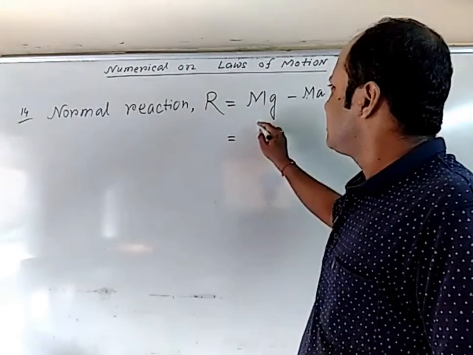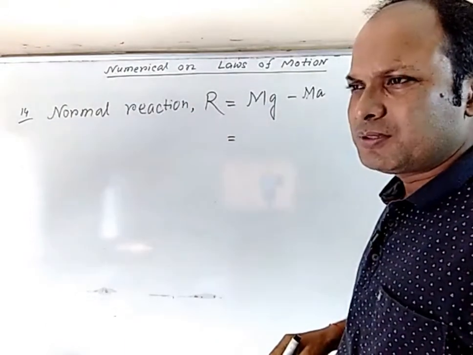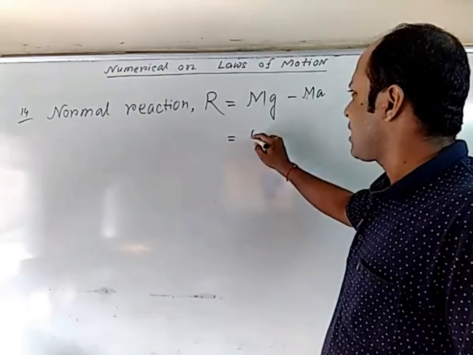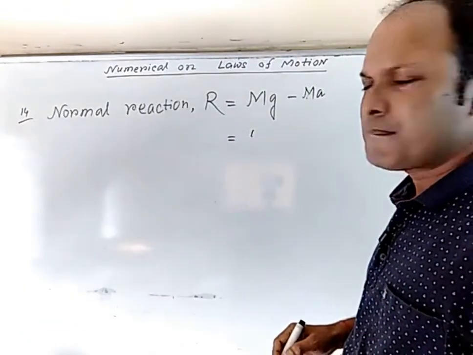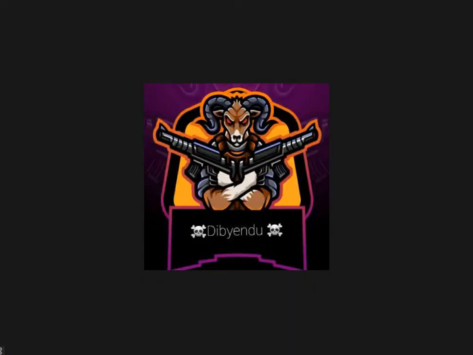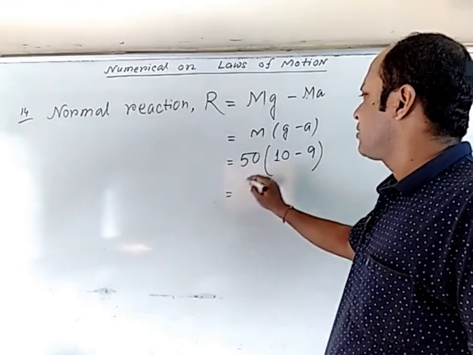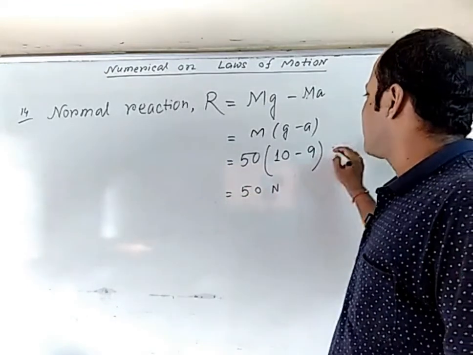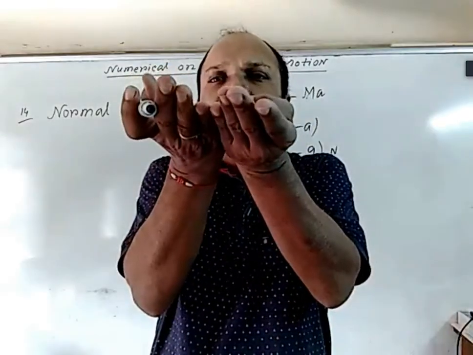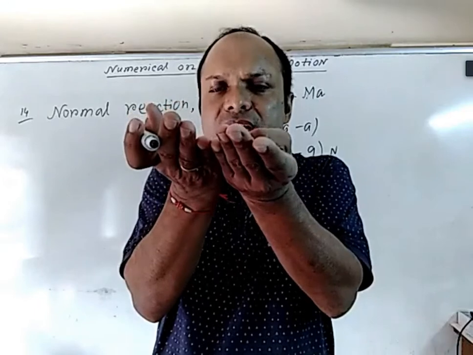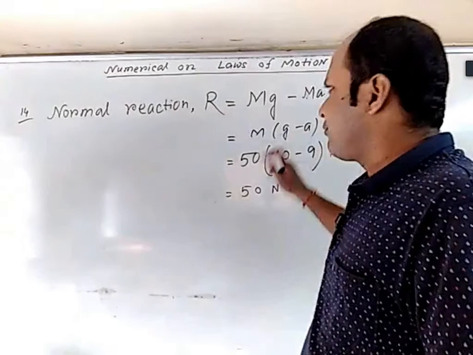Now, how much is mg? It is given as 50. Small a is 9. So it will be 50 Newton. So this is the normal reaction. Whenever the object is lying on a weight machine and the machine is falling down, the normal reaction at that moment is 50 Newton.